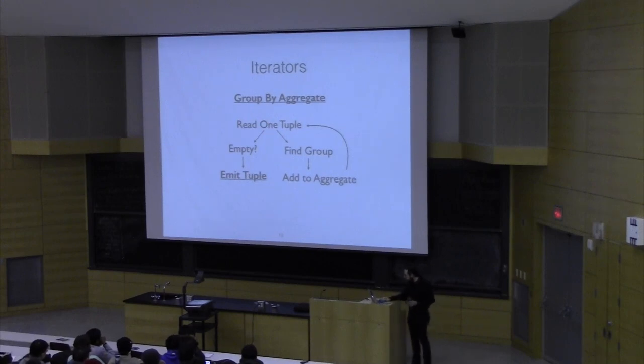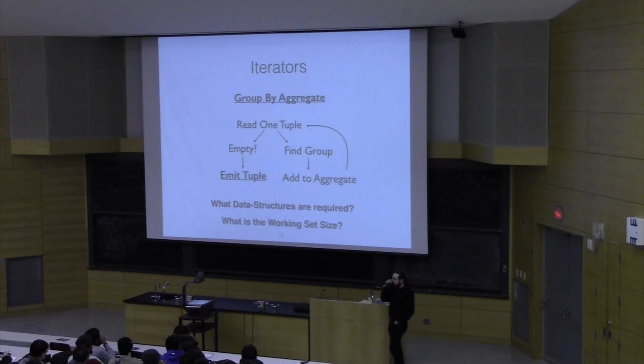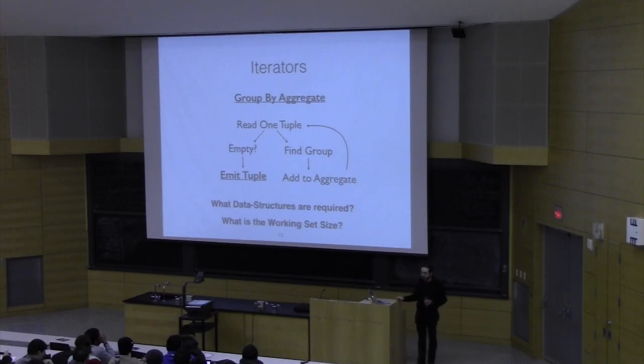Oh, and of course I just answered that. So what's the working set size here? Max of n, what do you mean by n? The map size. The number of groups that you encounter is going to be your working set size here. Is that necessarily going to work? I see some heads shaking no. Why?